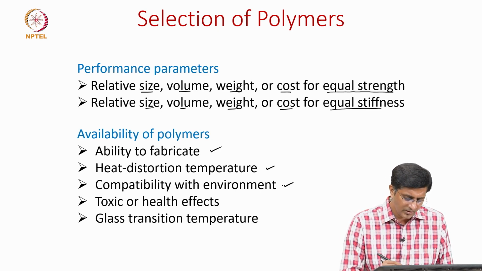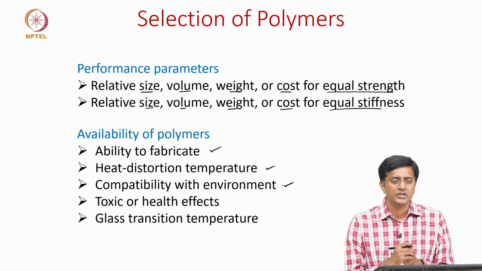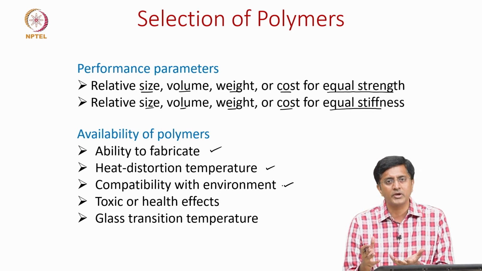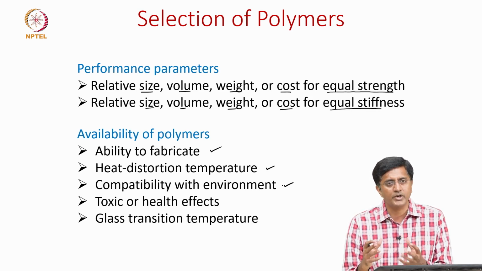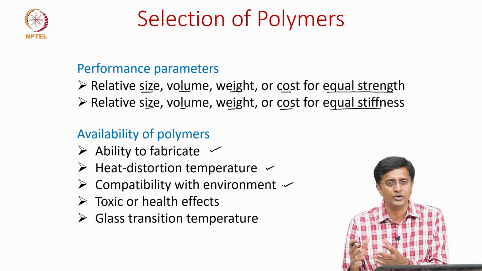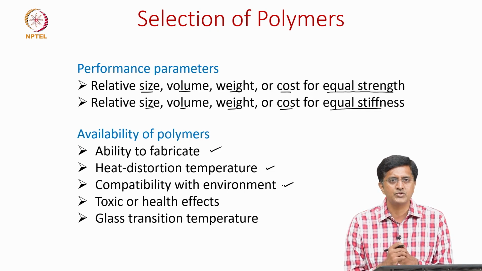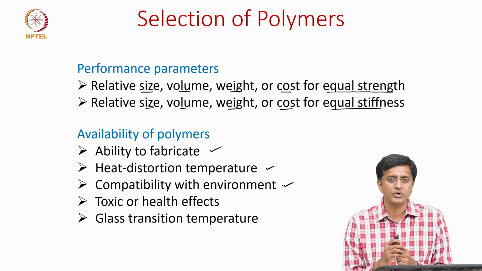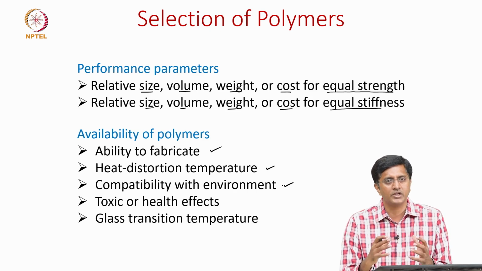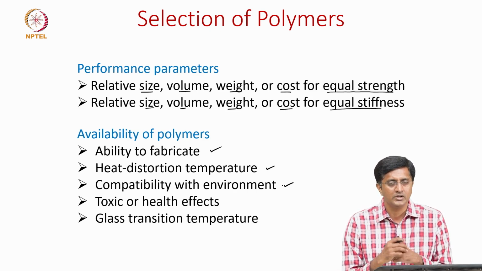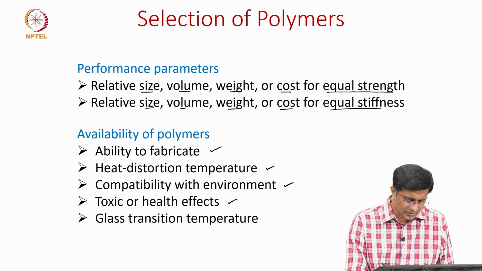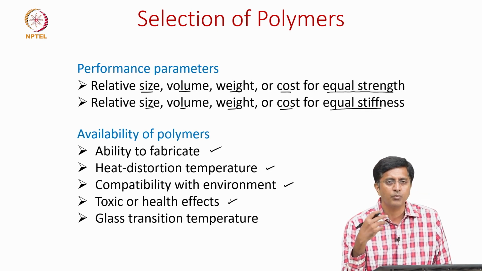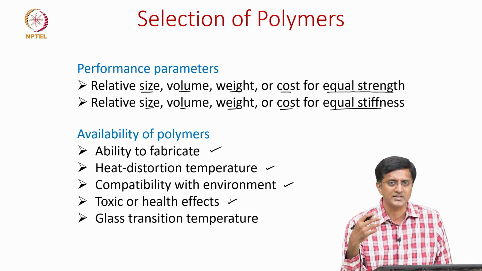And the other important thing is the compatibility with environment. Depending on a chemical environment, maybe it is a humid environment, we need to see for these specific operating environments, which have a specific chemical or humidity, whether the polymer we have chosen is acceptable or not, which means will it survive these operating conditions for the desired durations we intend to use this component. And the other things like toxic or health effects, meaning there are some polymers which release some gases which might be harmful depending on where we are using them.